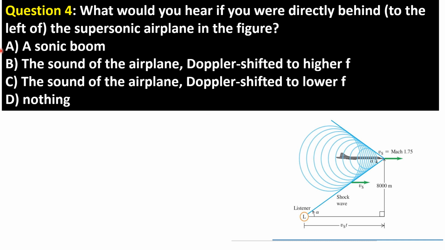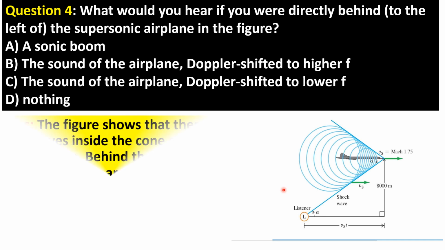All right, letter A, a sonic boom. Letter B, the sound of the airplane that is Doppler shifted to higher frequency f. Letter C, the sound of the airplane that is Doppler shifted to lower frequency f. Or D, the listener will not hear anything. All right, so he hears nothing. Which among these four choices is the best answer?